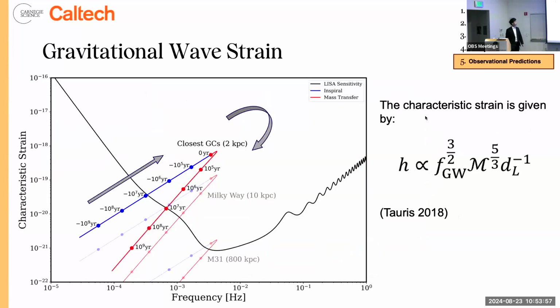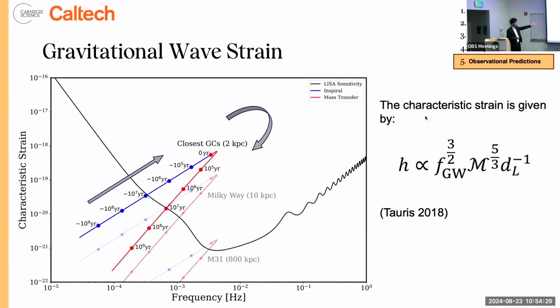Finally, we also calculated the gravitational wave strain of our binary systems. What I've plotted here is essentially the gravitational wave signal strength plotted against the frequency of the binary orbit. The big black line shown here is the sensitivity limit for LISA, the future space-based gravitational wave observatory that will be launched in the 2030s. Essentially, anything above this black line is observable by LISA.